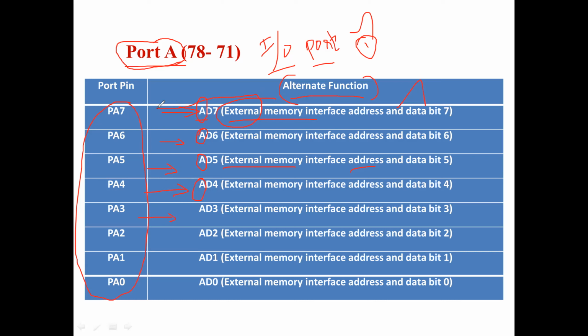You must know that these ports will act as general input output, and have alternative functions. This particular port acts as the address lines for the external memory. And not only that, in the second cycle you can send the data on the same lines.